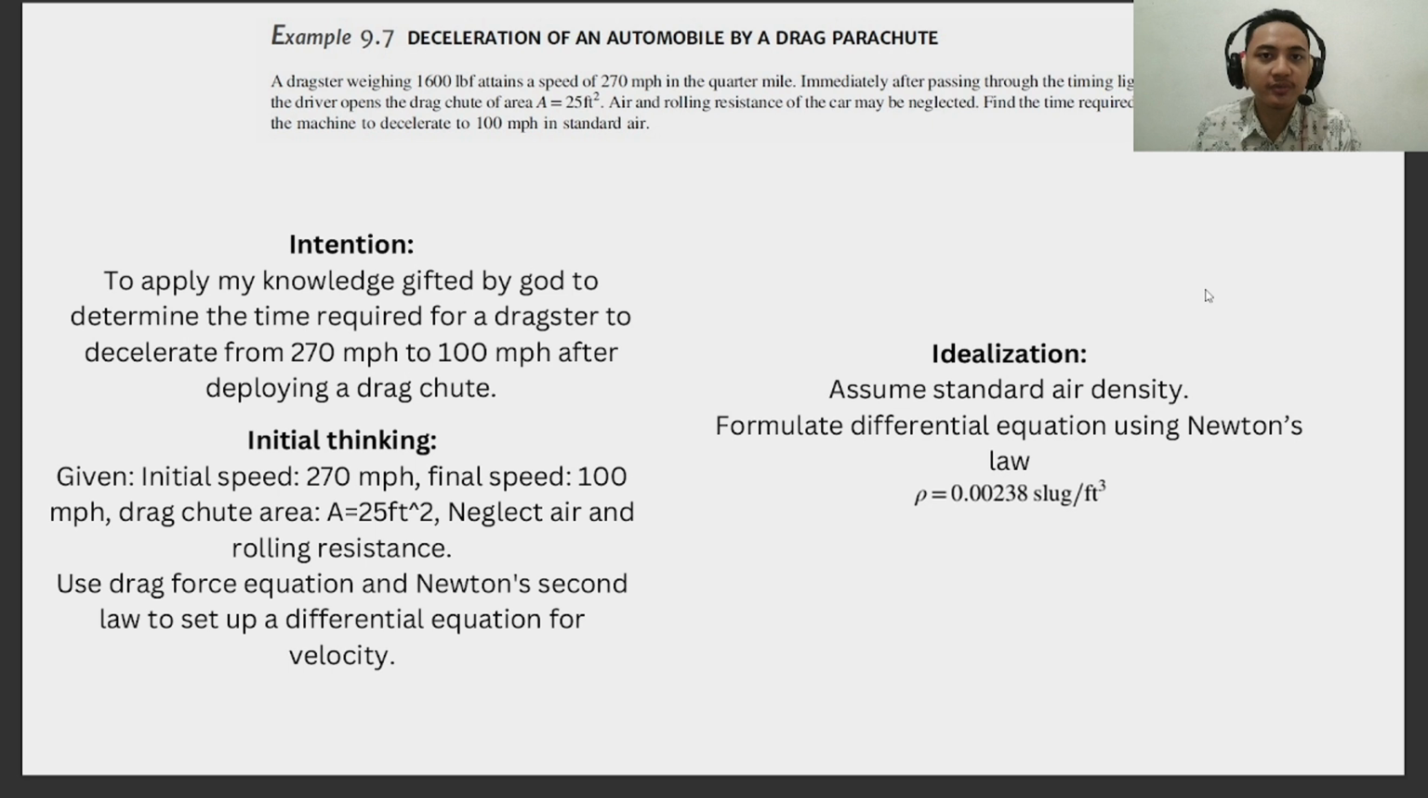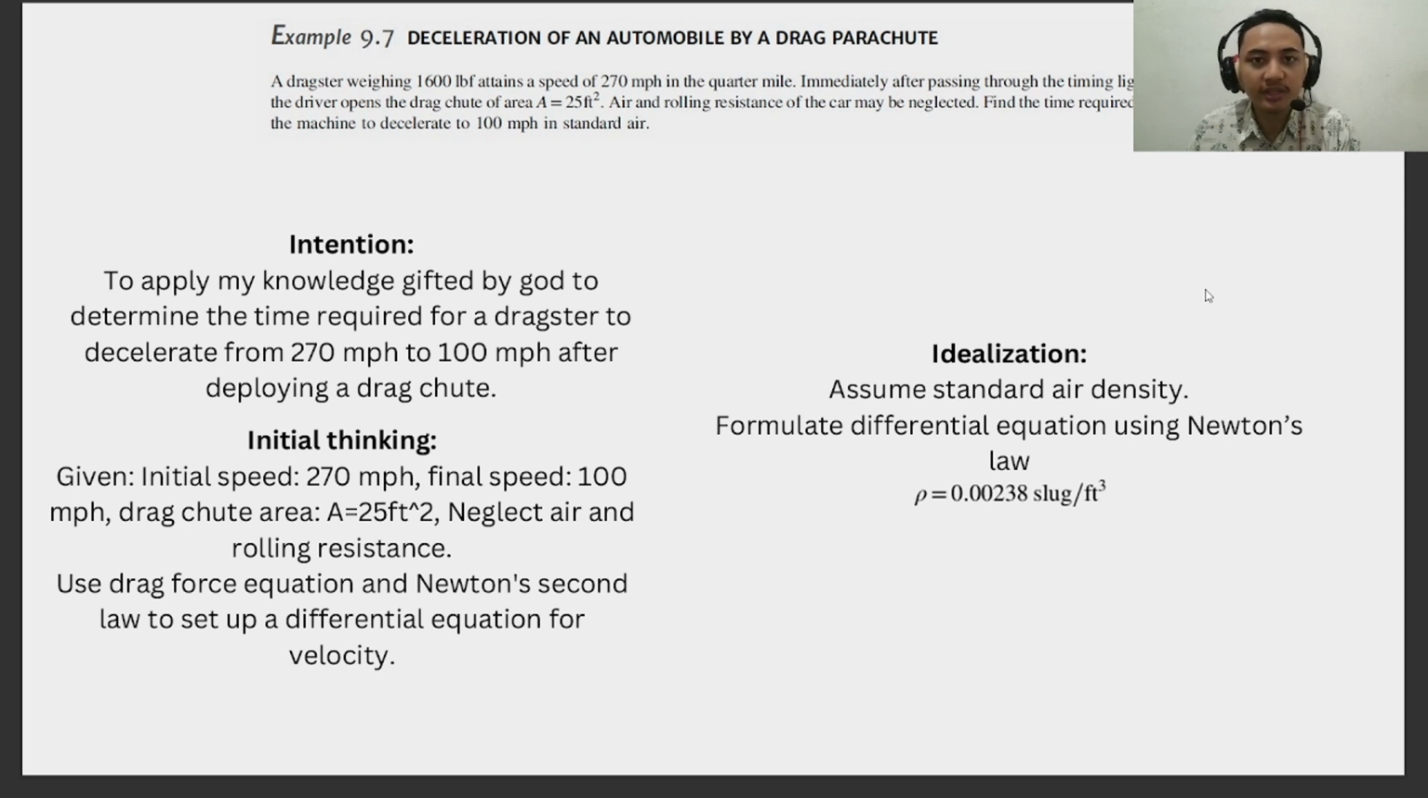Next is the deceleration of an automobile by a drag parachute. My intention is to apply my knowledge gifted by God to determine the time required for a dragster to decelerate from 270 miles per hour to 100 miles per hour after deploying a drag chute. With the initial thinking of given that the initial speed is 270 miles per hour, final speed is 100, and the drag chute area is 25 feet squared, and then we neglect air and rolling resistance. We use drag force equation and Newton's second law to set up a differential equation for velocity.